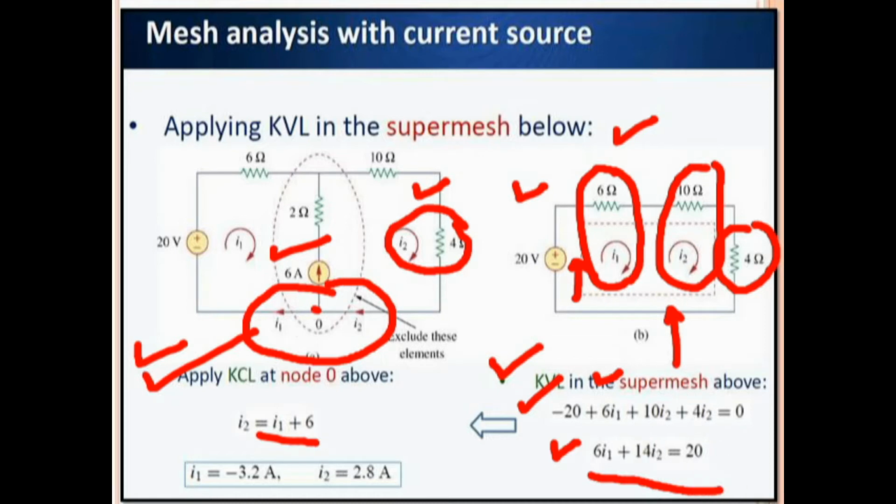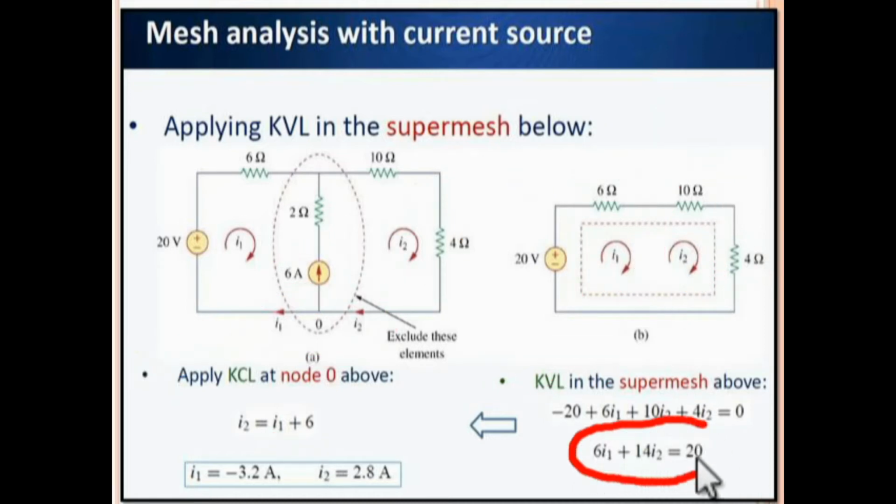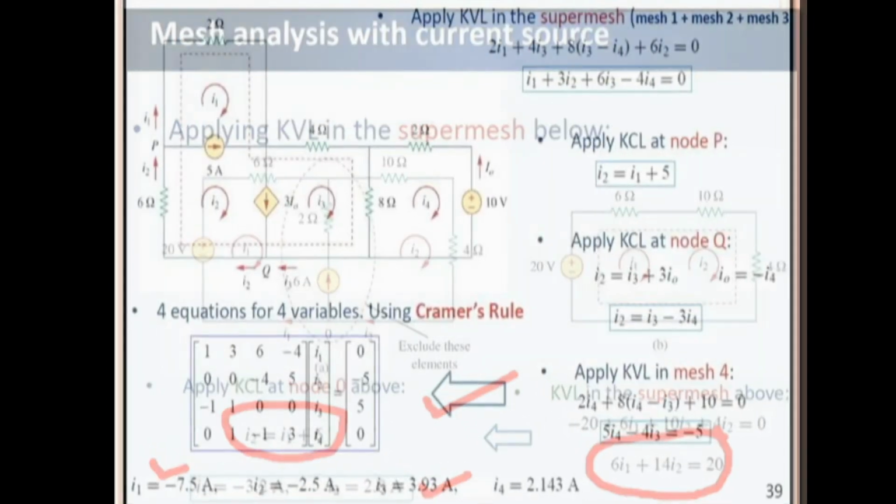And now by using these two equations, this is the first equation and this was the second equation, you can easily find out the values of I1 and I2. So our answer is I1 equal to minus 3.2 ampere and I2 equal to 2.8 ampere. So this is the answer.